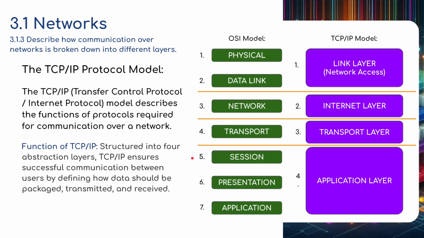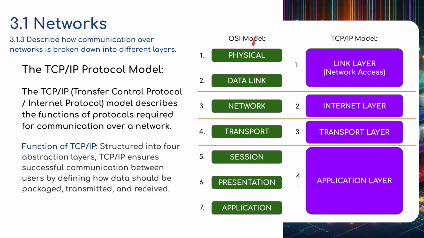Okay. Now, there is another model which we mentioned earlier, the TCP/IP protocol model. The TCP/IP, basically Transmission Control Protocol, the Internet Protocol model, and this describes the functions of protocols required for communication over a network. Function of TCP/IP, it's structured, as you can see here, into 4 abstraction layers. TCP/IP ensures successful communication between users by defining how data should be packaged, transmitted, and received over the network.